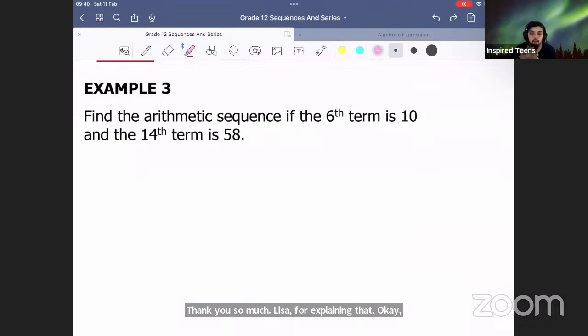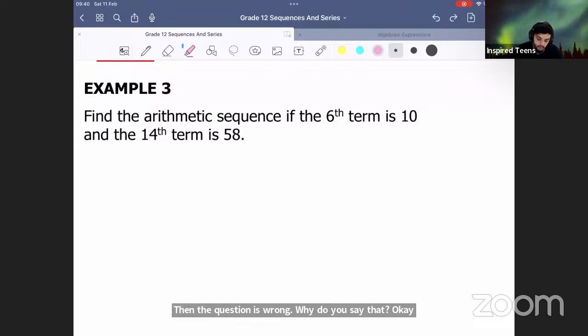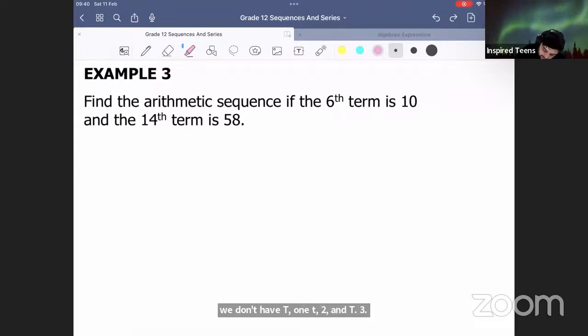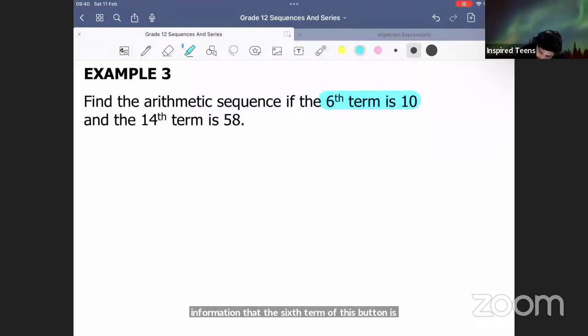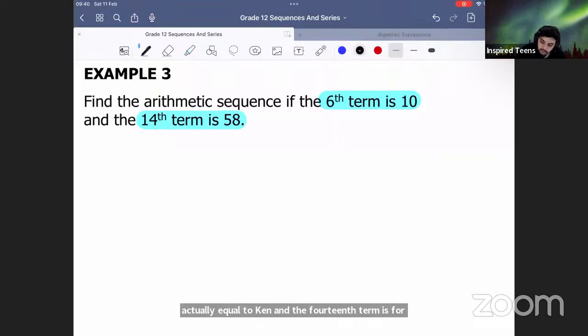Okay, this is a slightly more complex one. In this case, we don't have the terms, like we don't have T1, T2, T3. Then the question is wrong. Why do you say that? Okay, we don't have T1, T2, and T3. We just have certain information. We have the information that the 6th term of this pattern is equal to 10, and the 14th term is 58. So what do we do in this case?